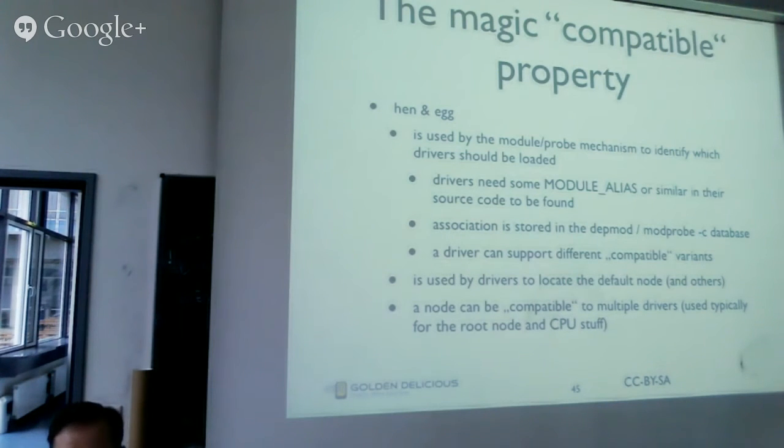So many drivers usually need this module alias entry or something similar. There are variants in their source code so that they can really be found. They also need a compatible table, which I forgot to add as a bullet point. And finally, the association of this driver with some compatible entry is stored in the depmod or modprobe -c database. So you can go through the modprobe -c output, then do an fgrep or grep to look for this additional information, which does not exist or is not needed for non-device tree things.